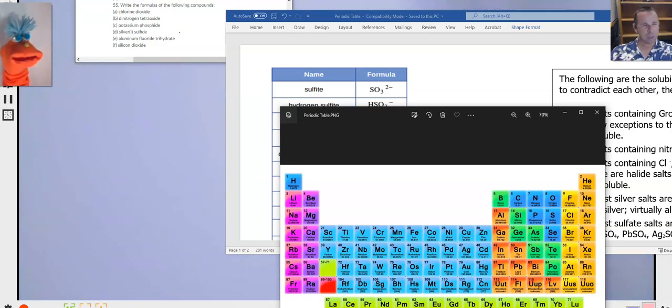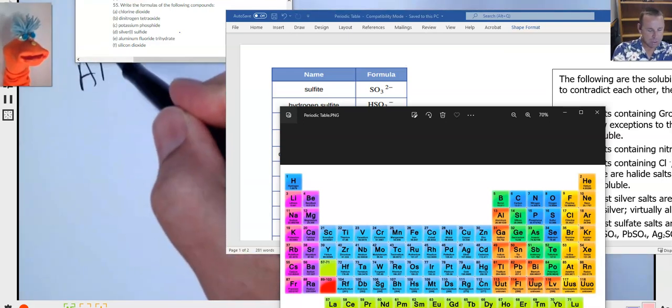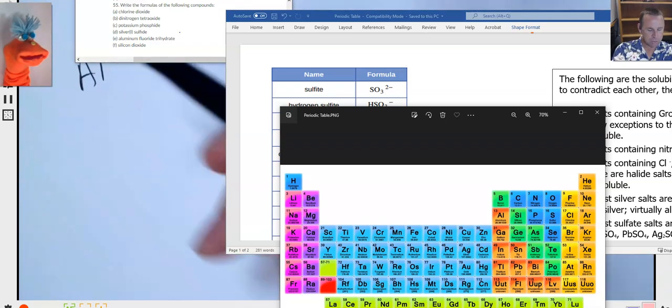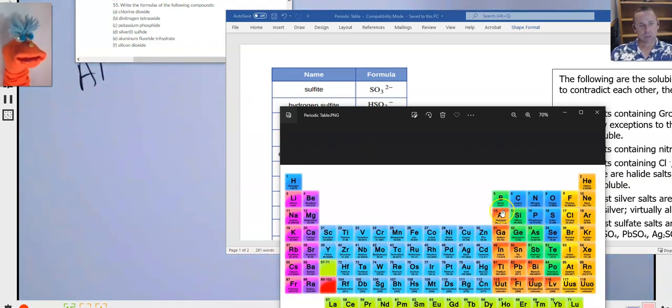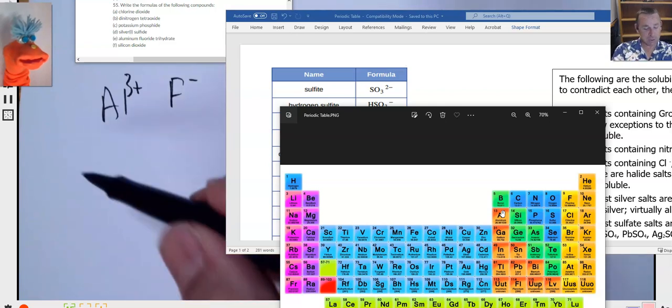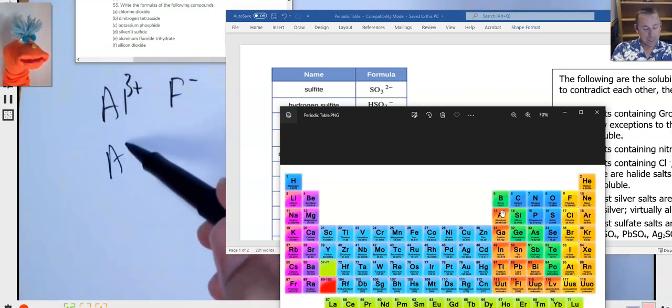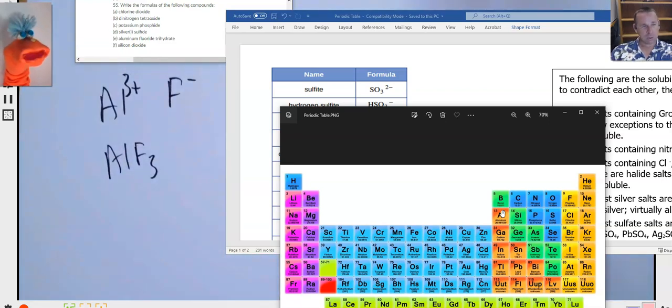The aluminum fluoride part should be pretty straightforward. Let's see if we can do that. Aluminum is a +3. Good, it's a metal. It's going to form a +3 ion because of its location. Fluoride is a -1. So we need to have 3 fluorides for every aluminum. AlF3, there's aluminum fluoride. What's the trihydrate?